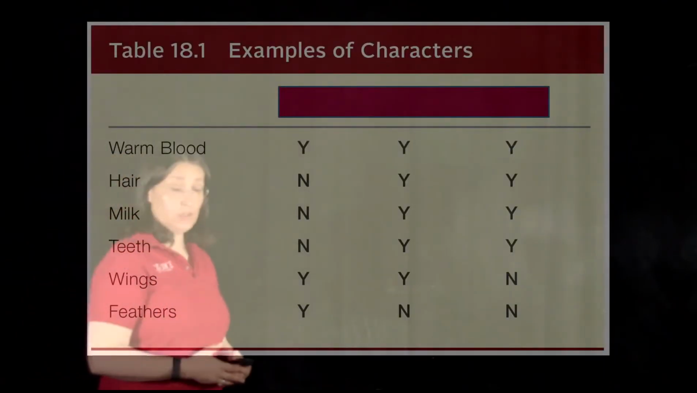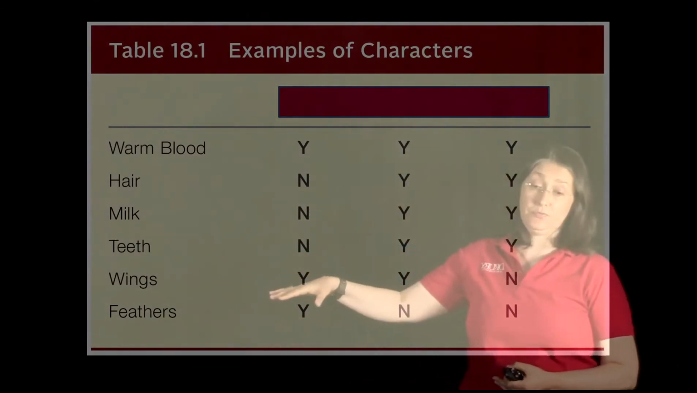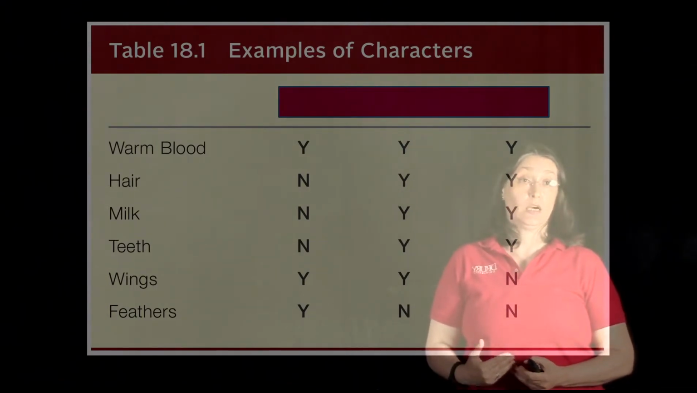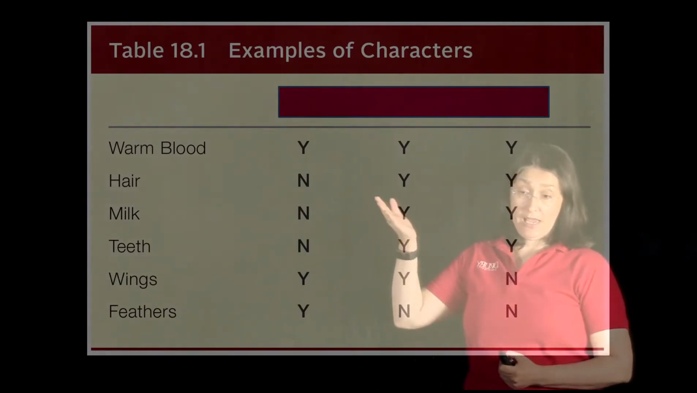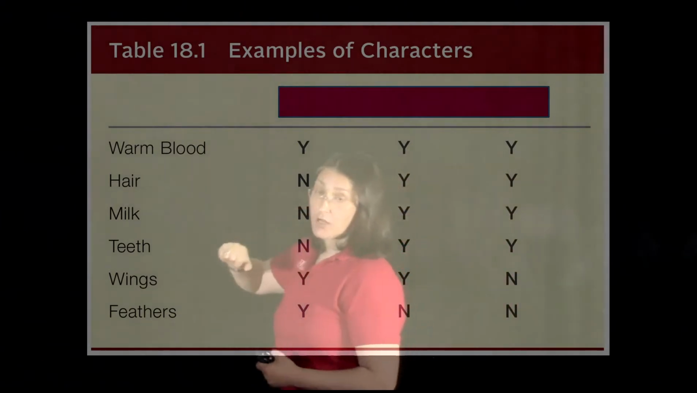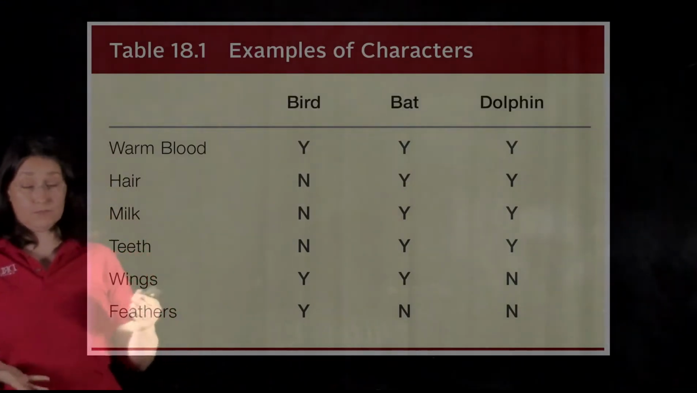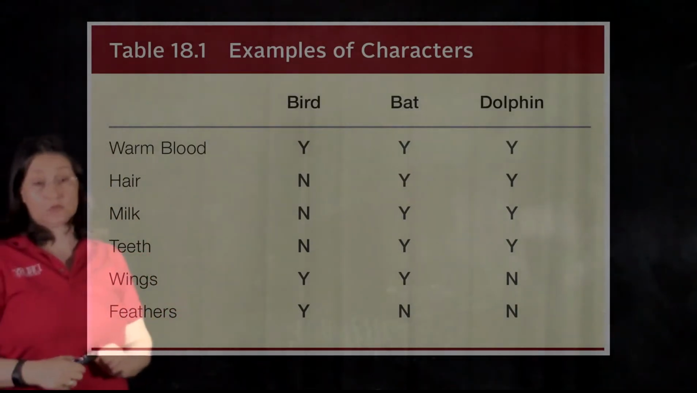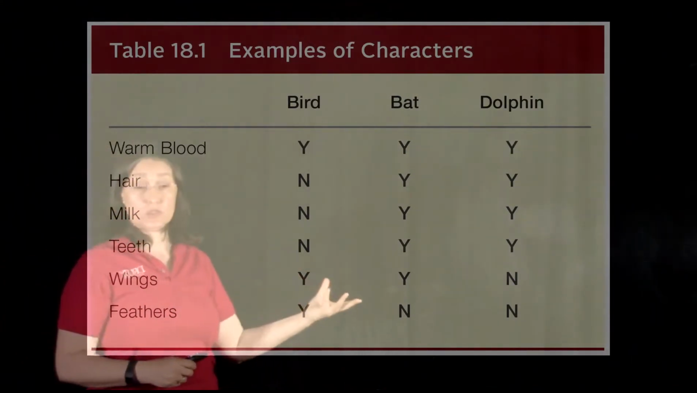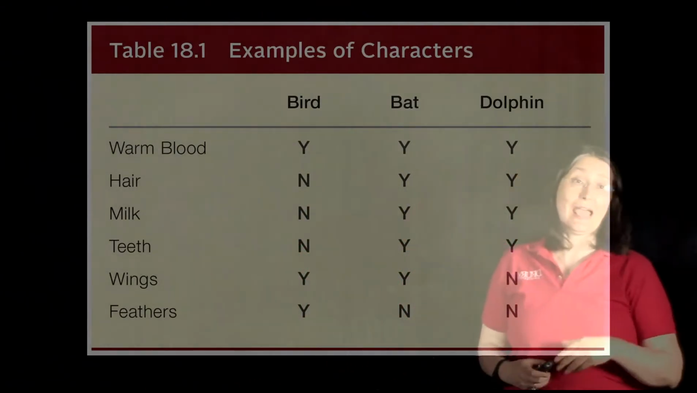In this case, we look at three different groups of animals, and we have several different characteristics, several heritable traits that are measurable. Do they have warm blood or not? Apparently all three are warm-blooded. Do they have hair or not? Do they produce milk? Do they have teeth, etc.? These are the three groups of organisms. We know there are numerous species of birds and several species of bats and even several species of dolphins. But they have this in common.